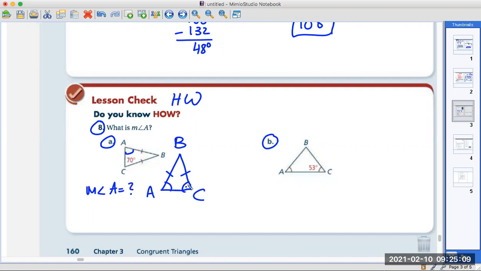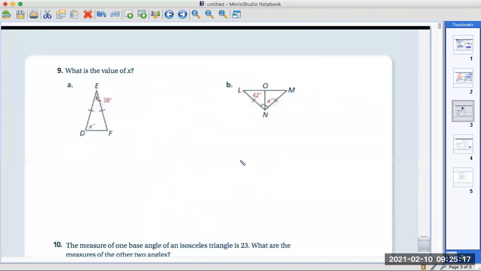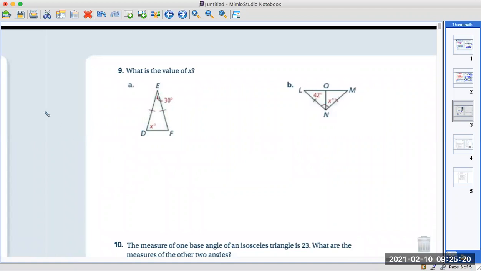Okay, right here. This one is 70. 70, 70. So this one is easy too. And then move on to the next page on top, number 9. A and B. Here you have the vertex and you're looking for X. So remember, these two are both X's. You add 2X plus 30 equals 180. So you can find X using X plus X is 2X plus 30 has to equal 180. Solve.